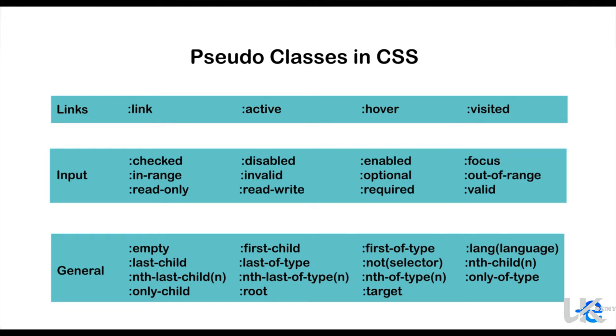These are all the pseudo classes available in CSS. Some of these are for links, some are specific for input elements, and the rest are general. You can use them for all the HTML elements. Let's try some of these to understand them better.